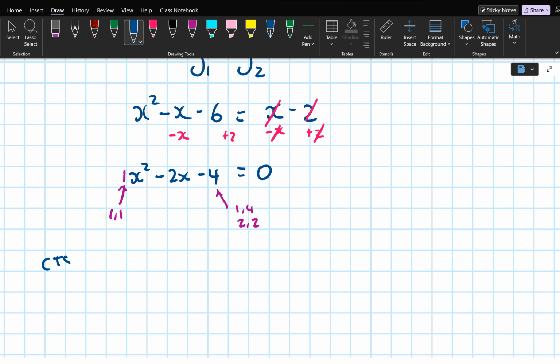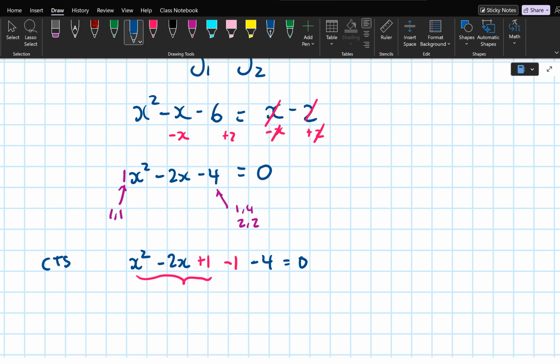I'll do completing the square. So completing the square, I know this is x squared minus 2x, and we've got a minus 4, but remember, the last constant that I need is half the b term squared. So negative 2 divided by 2 is negative 1. Negative 1 squared is positive 1. So this would be a perfect square. But since I don't have a plus 1, I need a minus 1 as well.